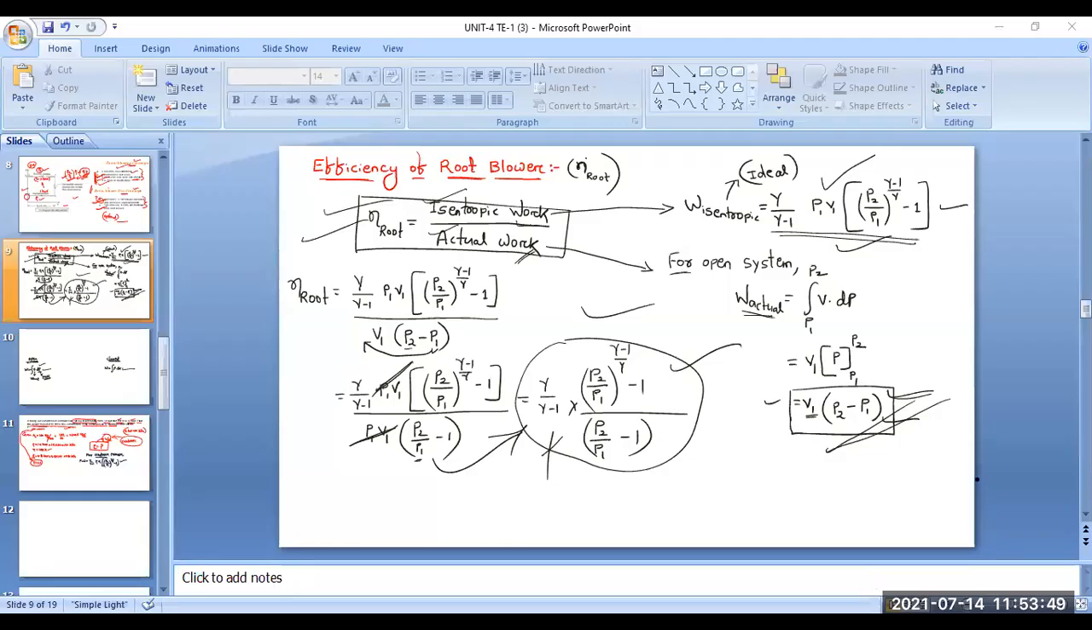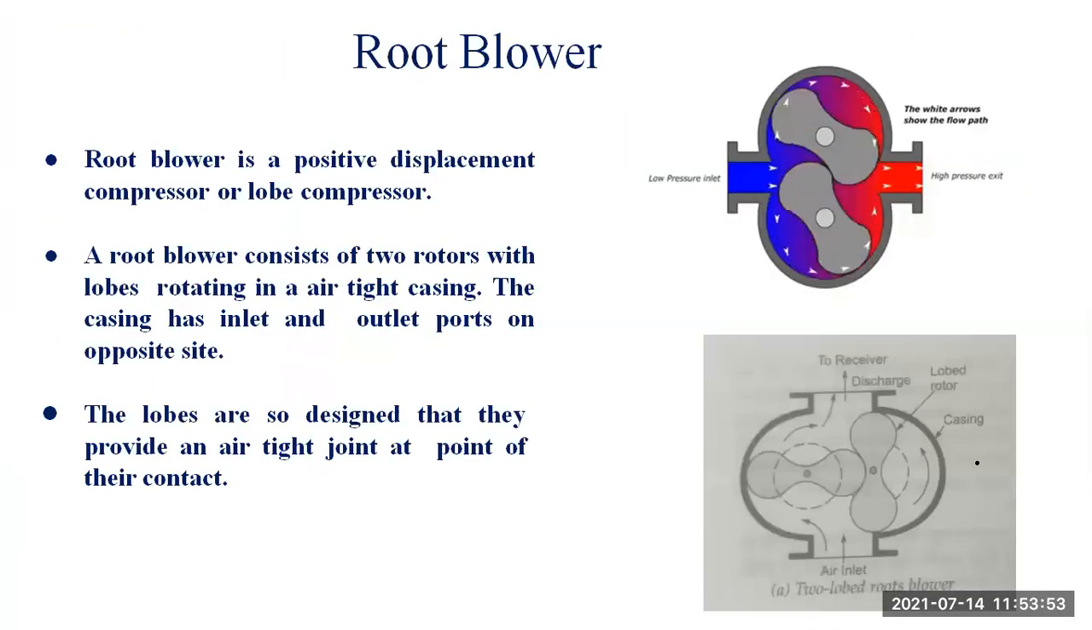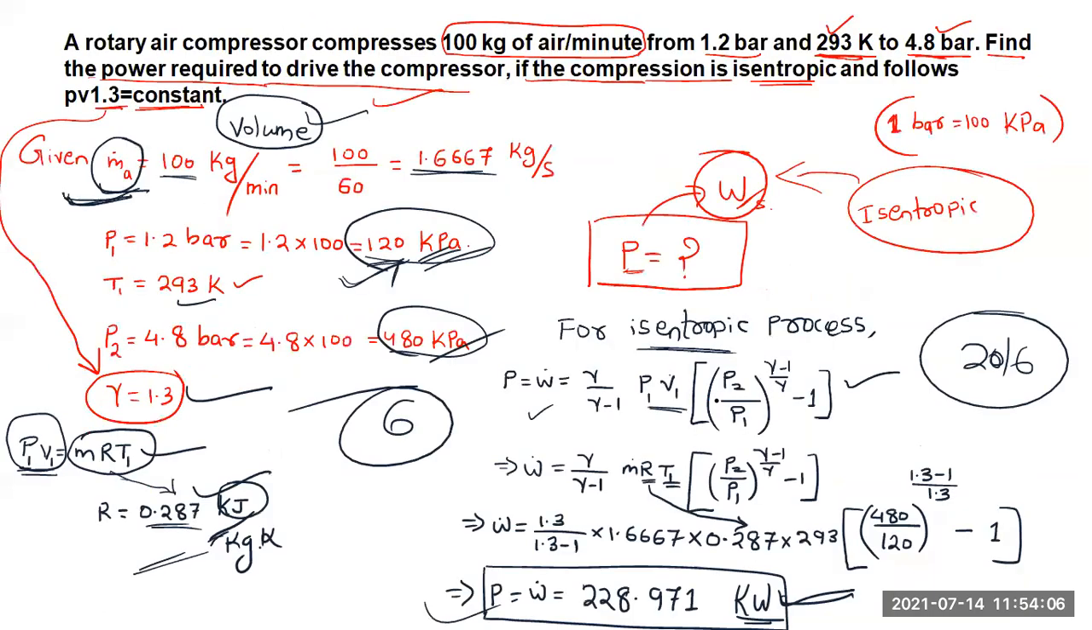Whatever things we have discussed, try to analyze once. If volume flow rate is given, the units of power will remain the same. Whether they give mass flow rate or volume flow rate, the unit of power will remain the same, kilowatts only. If you want to know how, I will tell you.